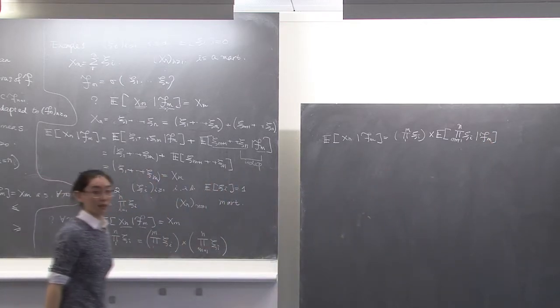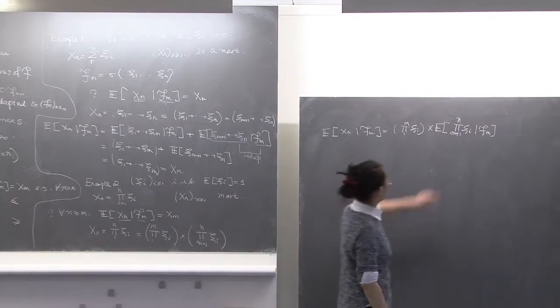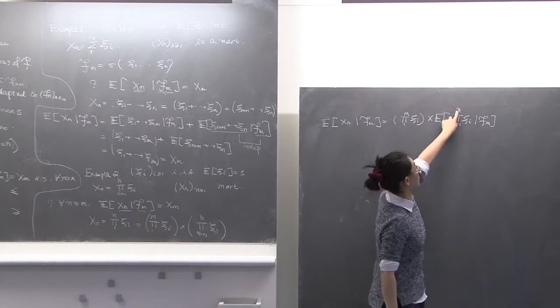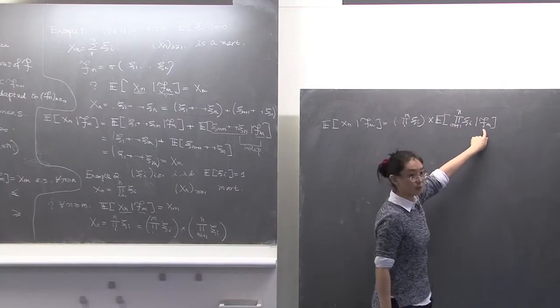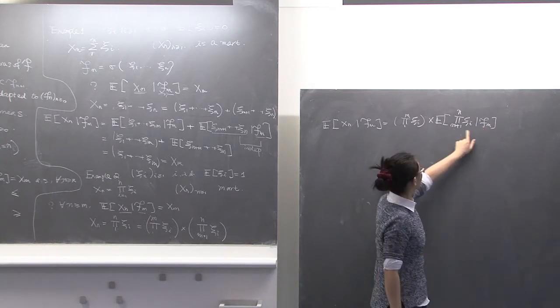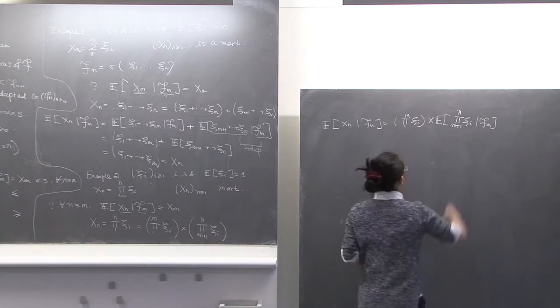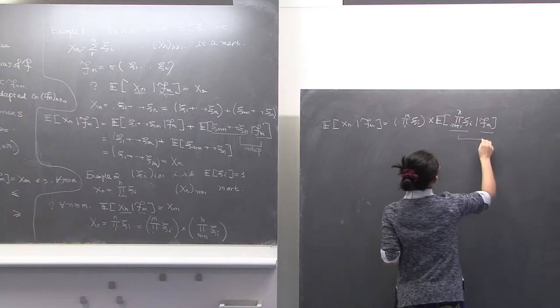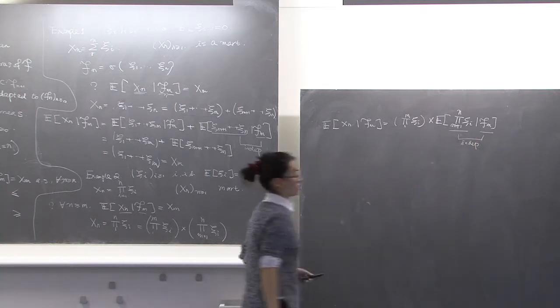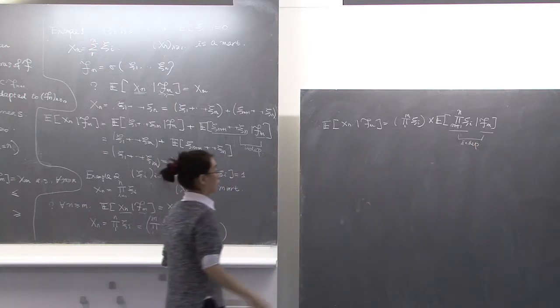And then let us look at the second part. For the second part, this is the product from m plus 1 to n. And this is the information up to time m. And we know that this guy is independent of what happens before time m. So these two, they are independent. And since they are independent, the conditional expectation is the same as ordinary expectation.